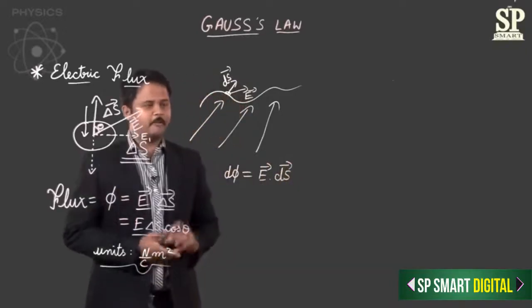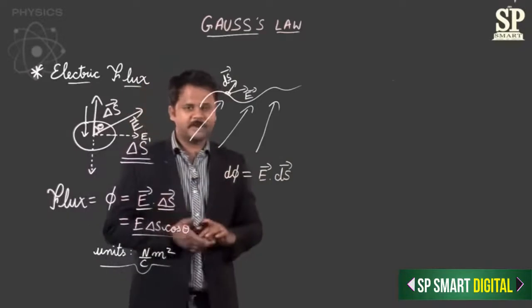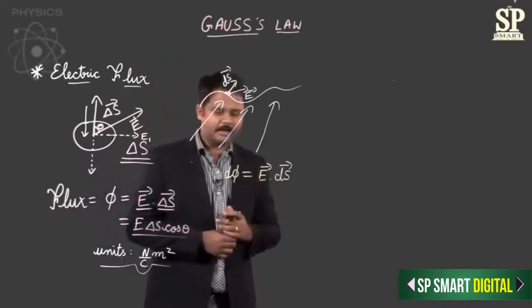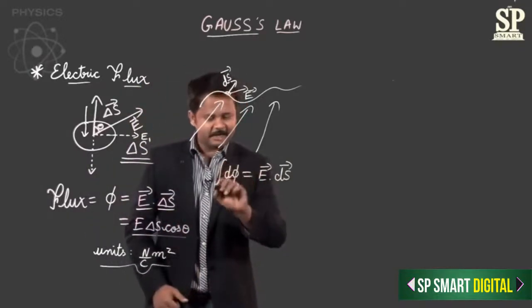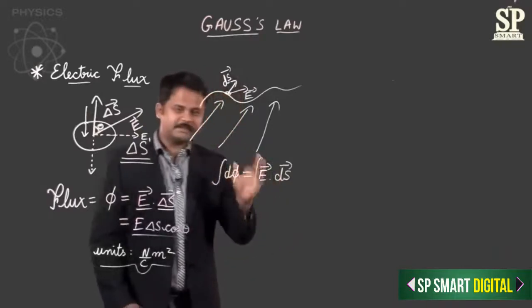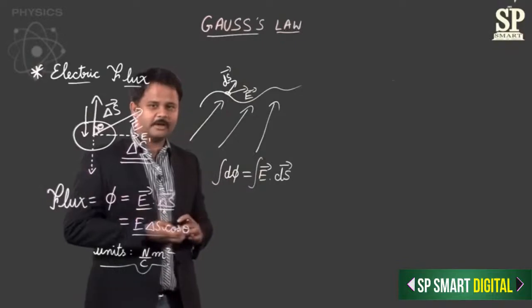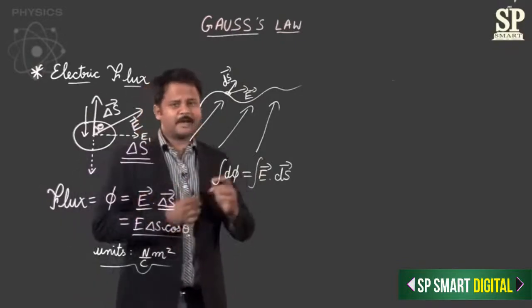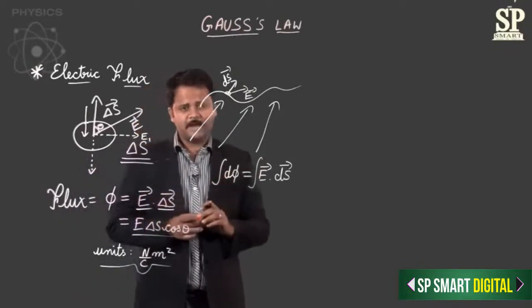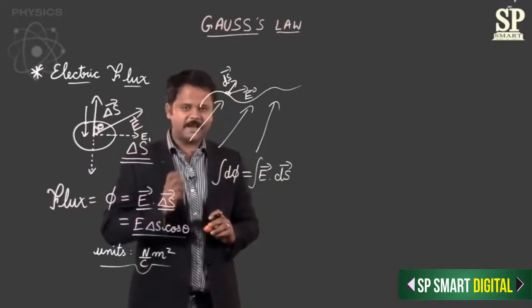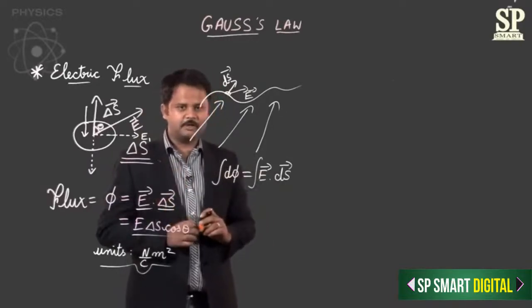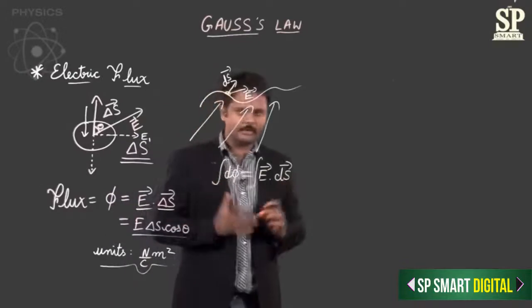Now, if you want to find out the total flux that is passing through this irregular area, you can simply integrate this equation, and this is the expression you will get for flux passing through any irregular area. Now, when we will look at the Gauss law, we will see that it talks about electric flux for a particular geometry, which is that of an enclosed surface.